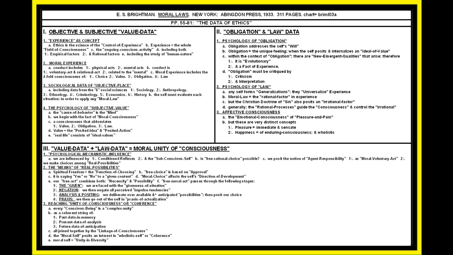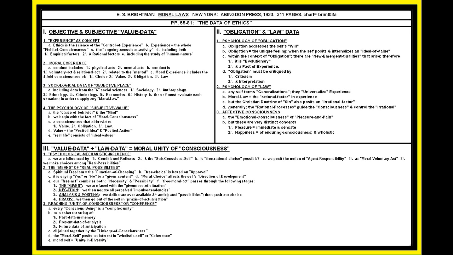Now we look at the sociological data of objective place. It includes all data from the 6 social sciences of sociology, anthropology, ethnology, criminology, economics, and history. Self must evaluate each situation in order to apply any moral law. That should be sociological evaluation before applying moral law.